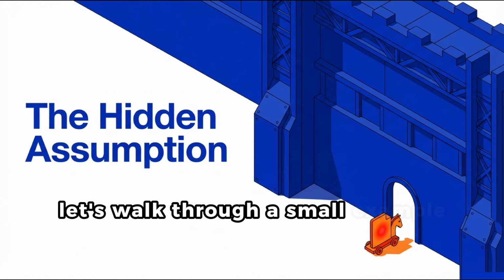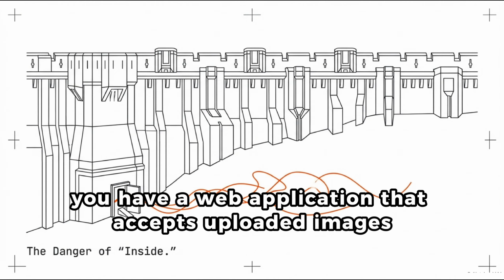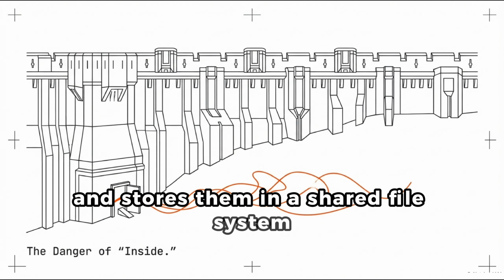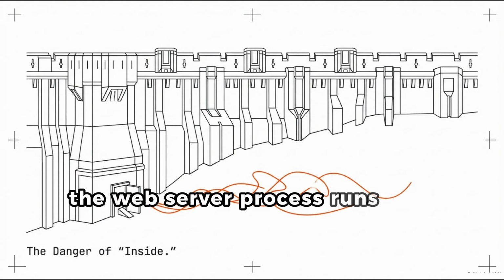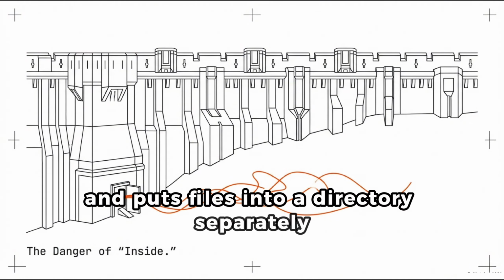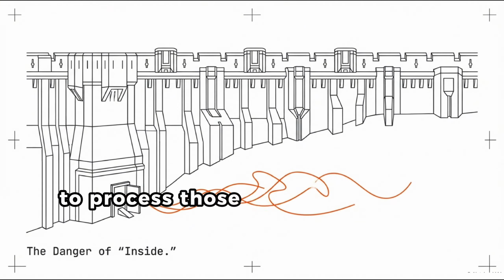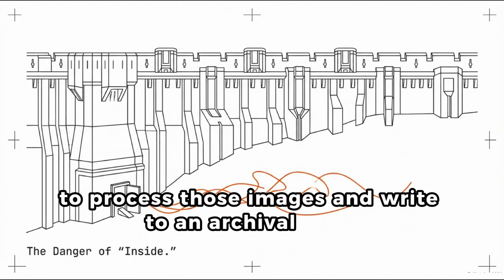Let's walk through a small example. You have a web application that accepts uploaded images and stores them in a shared file system. The web server process runs as a regular user and puts files into a directory. Separately, a background job runs with higher privileges to process those images and write to an archival store.